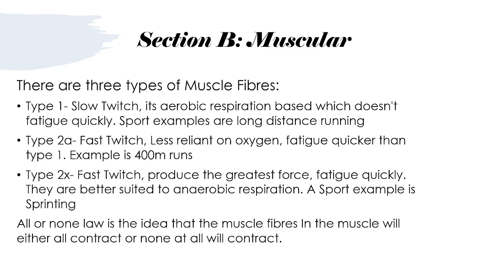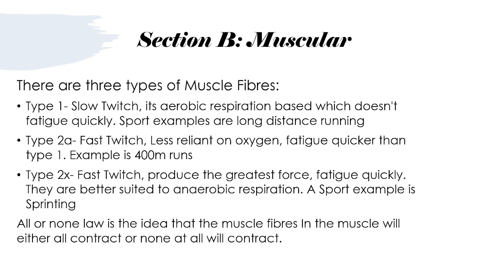3 types of muscle fibers. Slow twitch, which uses aerobic respiration and doesn't fatigue quickly, but they're slow, so it's long distance running. Type 2A, fast twitch, they're less reliant on oxygen, but they fatigue quicker than type 1, so this is more like 400 meter runs. And then type 2X, fast twitch, this is the greatest force, but they fatigue really quickly, and it's for anaerobic respiration exercises, for example sprinting. So you need to know the different types of muscle fibers and their sporting examples.